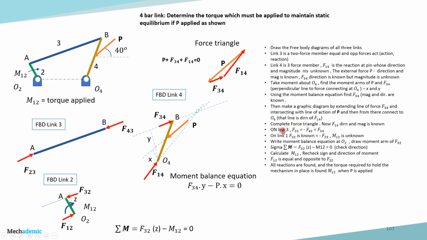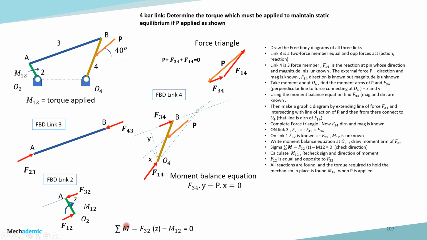Then we need to find F23 in link 3. F23 in link 3 is minus F43, which is equal and opposite, and F43 is minus F34, so F43 is equal in magnitude to F34. So we will get F43 from the F34 value from the link 4 free body diagram. And on link 2, F32 is the same as F23 in magnitude. That value we can also get because it's equal and opposite, so we can get the value of F32.